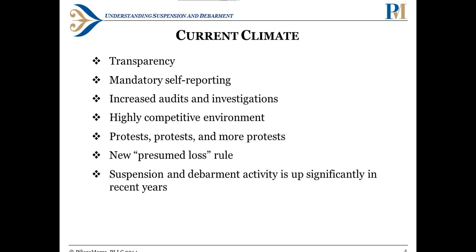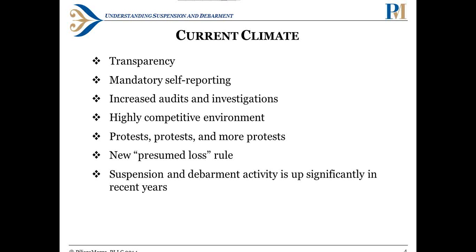All right, so let's talk about the current climate. What's out there and what's really driving what we're seeing from a suspension and debarment standpoint. Transparency, that was a big buzz phrase when the Obama administration started. One of their main focal points was to stop waste, fraud, and abuse in government contracting. So there have been a variety of initiatives along those lines over the last several years, and that's now having an impact on the number of suspension and debarment matters that we're seeing.